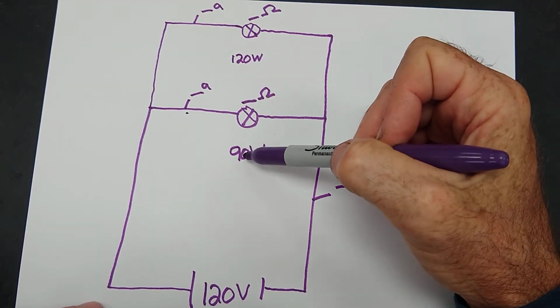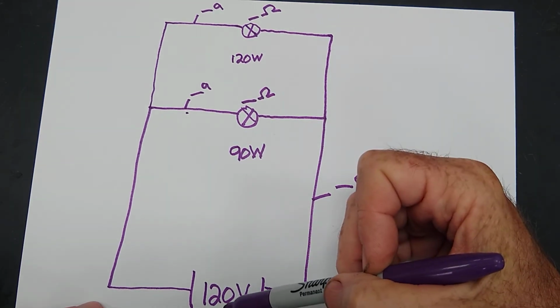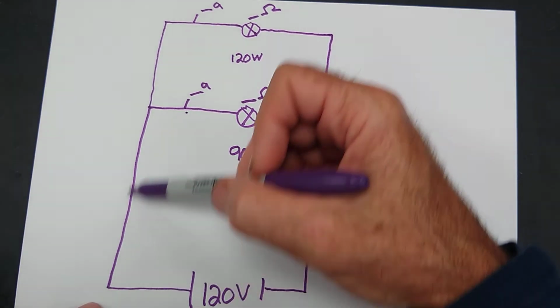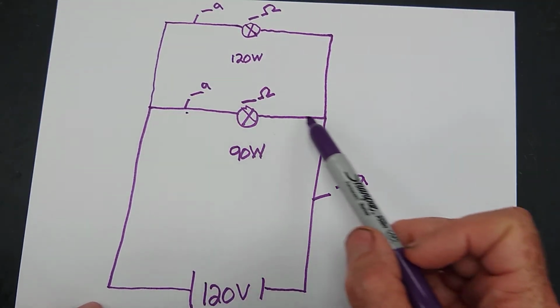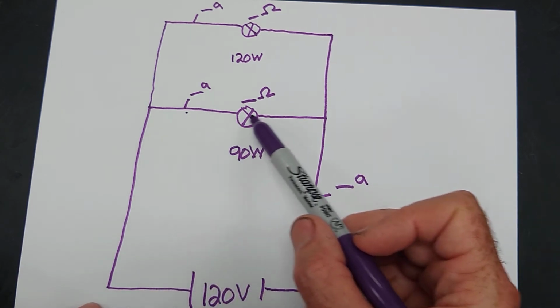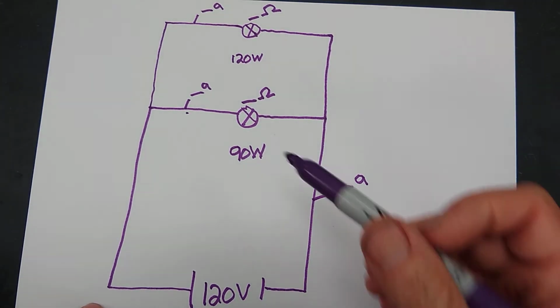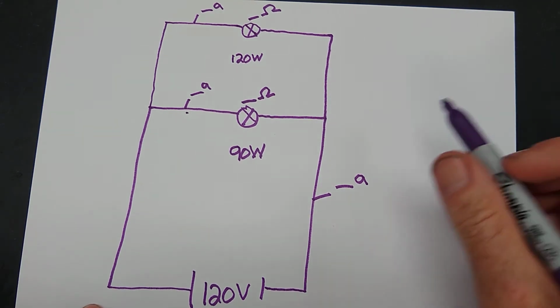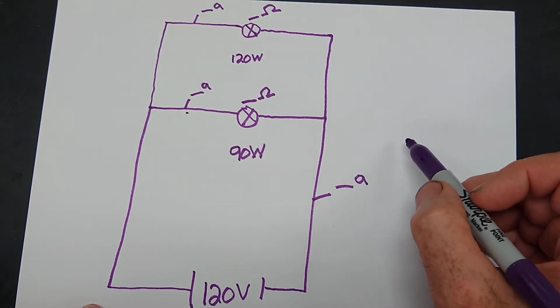If there's a 90-watt bulb on a 120 volt circuit. Now remember, this circuit's parallel, so this wire right here is connecting to both sides. There's 120 volts across here. What is the amperage here? Go. Hope you got it right. Let's see if you did.